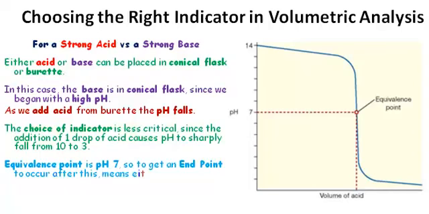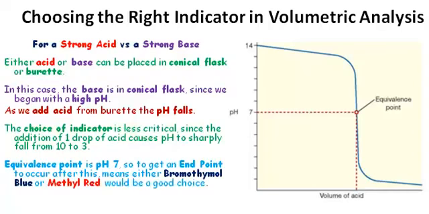The equivalence point is a pH of 7, and to get an endpoint to occur after that means we can use either bromothymol blue or methyl red, which would give us a good endpoint there in the right spot.